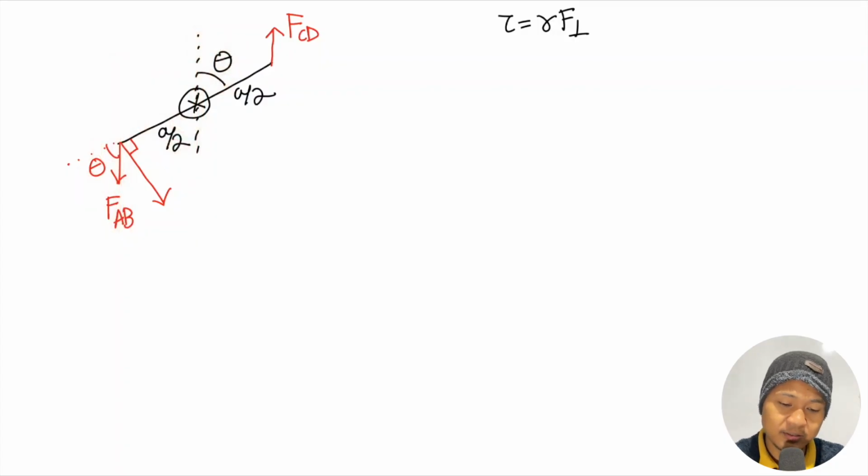Now we split F_CD into two components, one along this side and another along this side, with angle theta. So the component is F_AB sin theta.